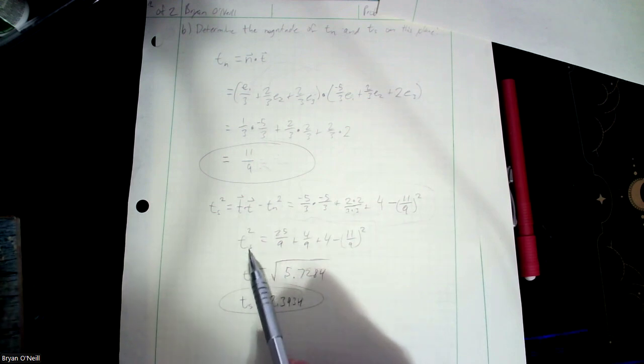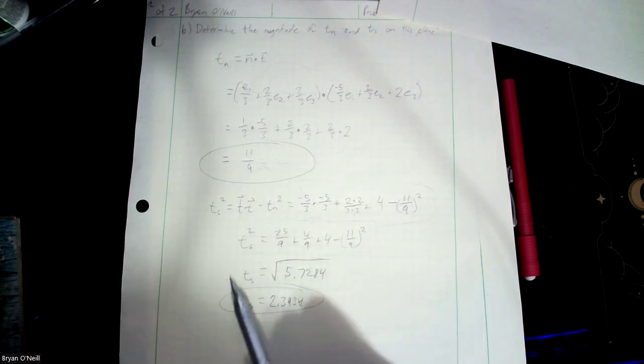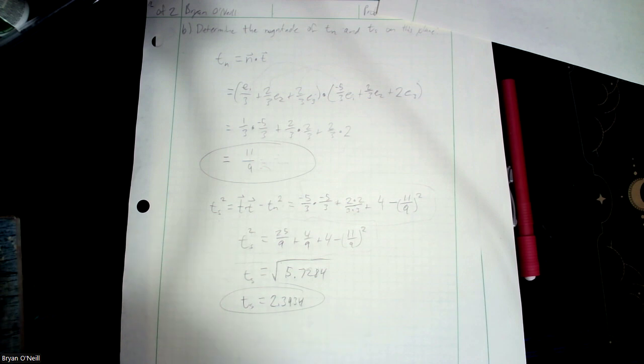So since Ts is squared on this side, we have to take the square root of both sides. And finally we get Ts is 2.3934.